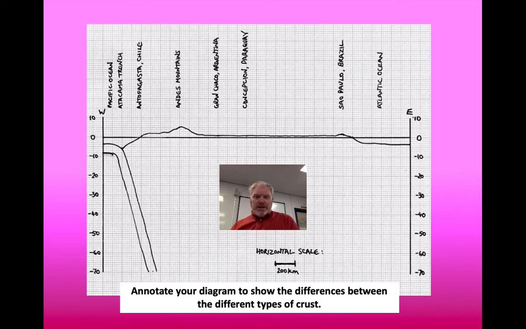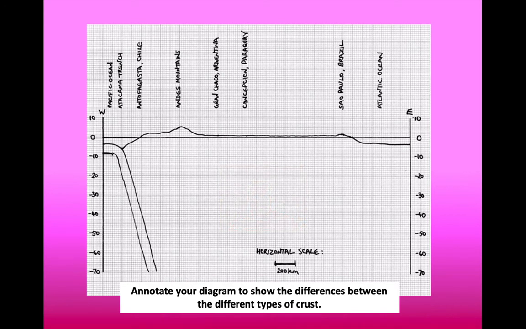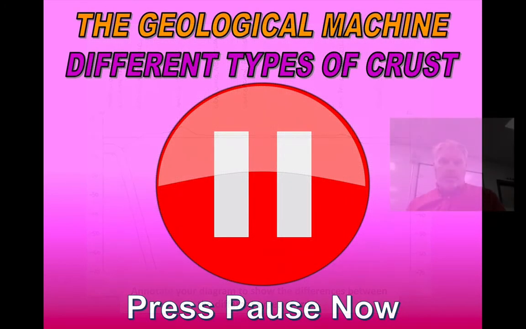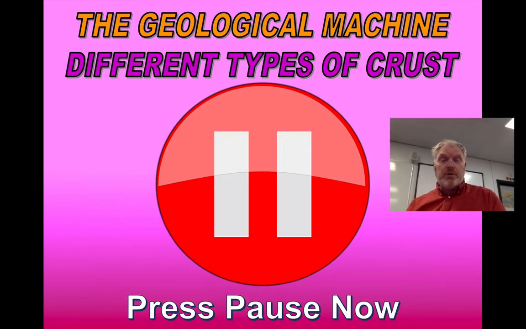And then can we annotate that to show some of the differences between the different types of crust? We have oceanic crust and we have continental crust. What can you see as the difference? So, press pause now and have a go at that. See what you can come up with.